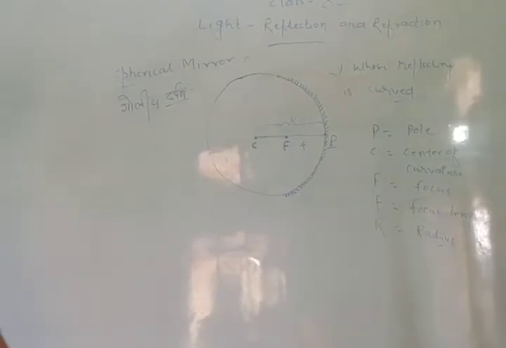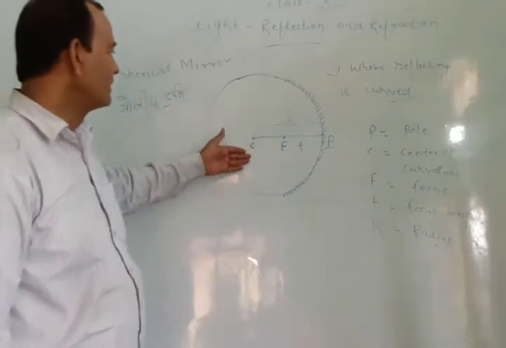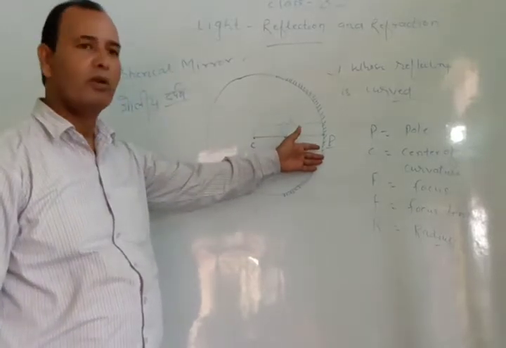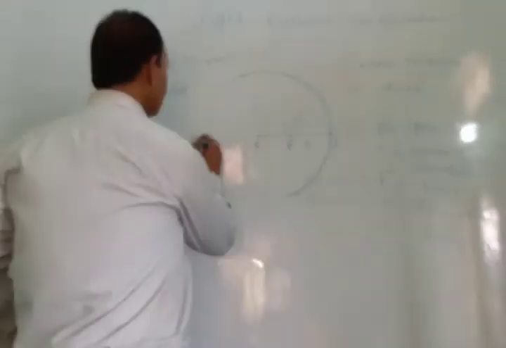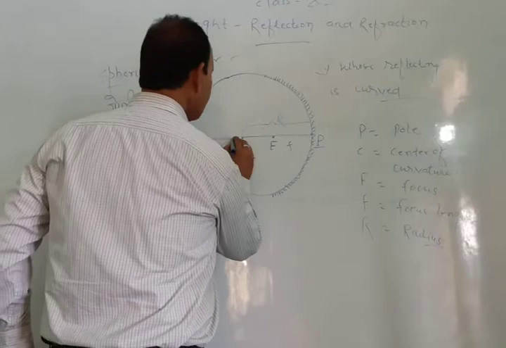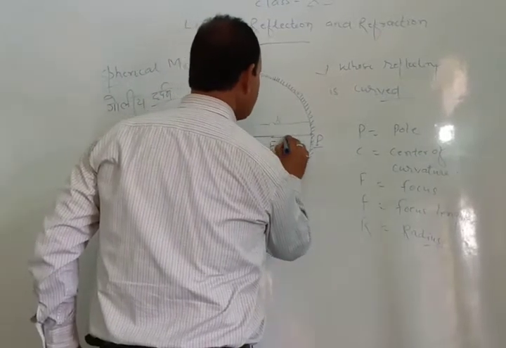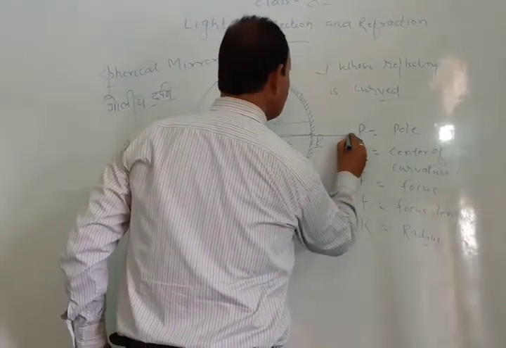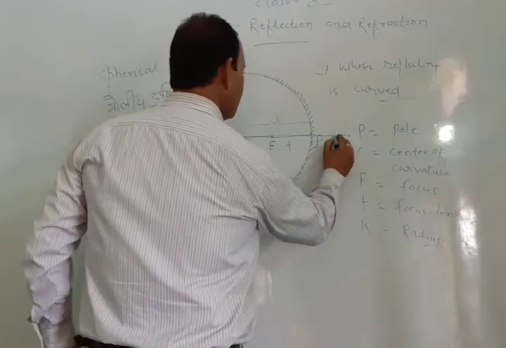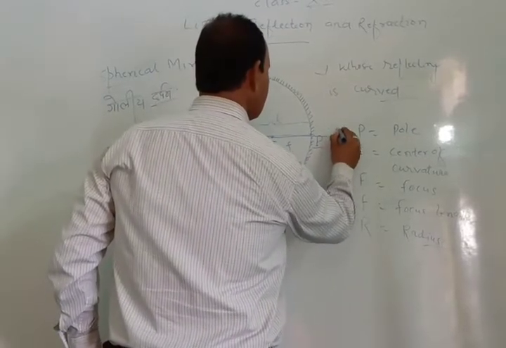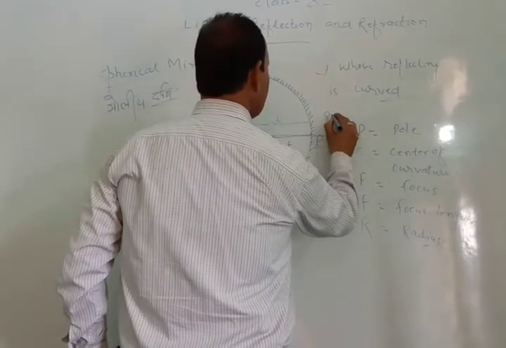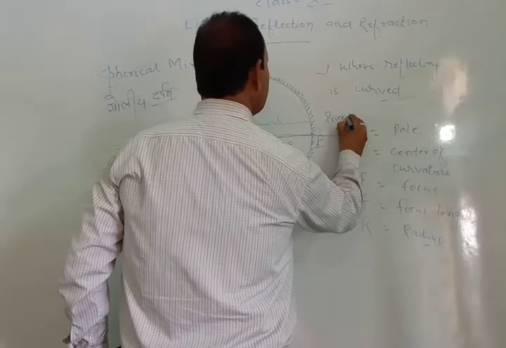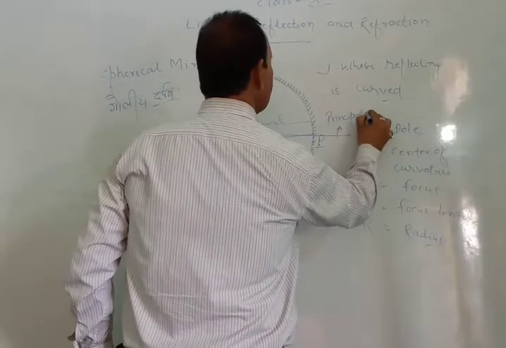The line that passes through the center of curvature, focus and the pole is the principal axis. So the principal axis will always pass through the center of curvature, focus and the pole. This is the principal axis.